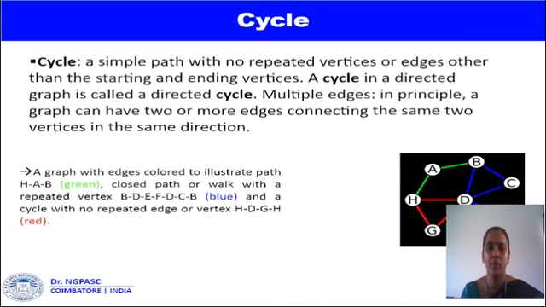So what do you mean by cycle over here? A cycle is a simple path which does not have any repeated vertex except the starting and ending vertex.